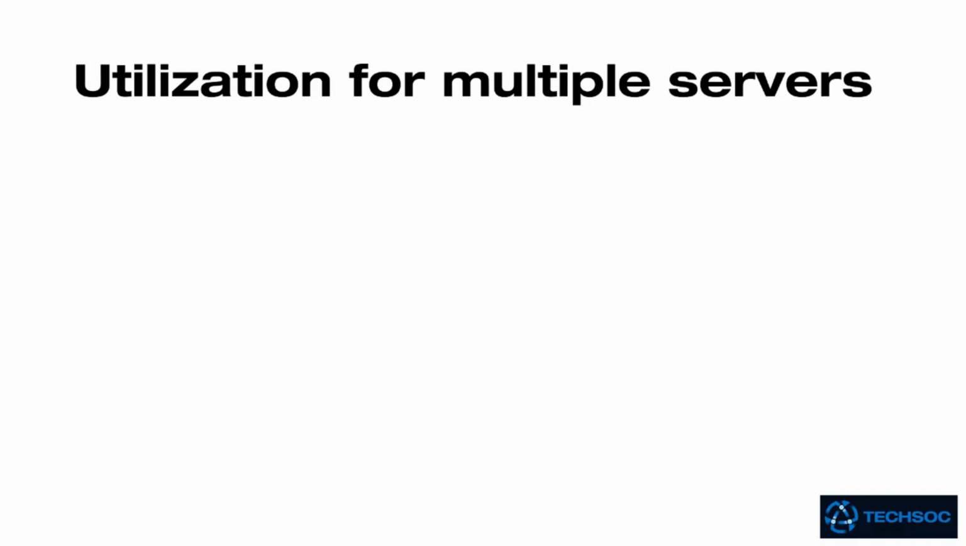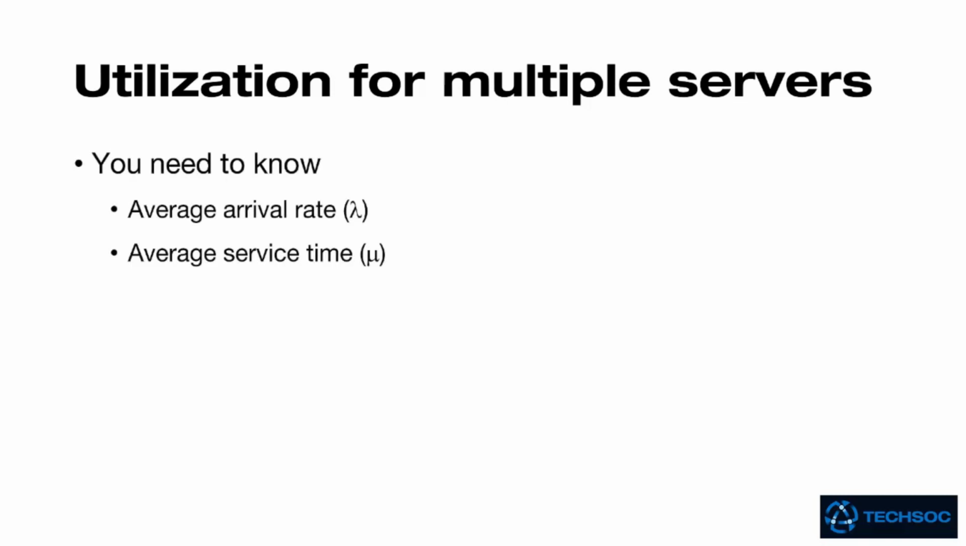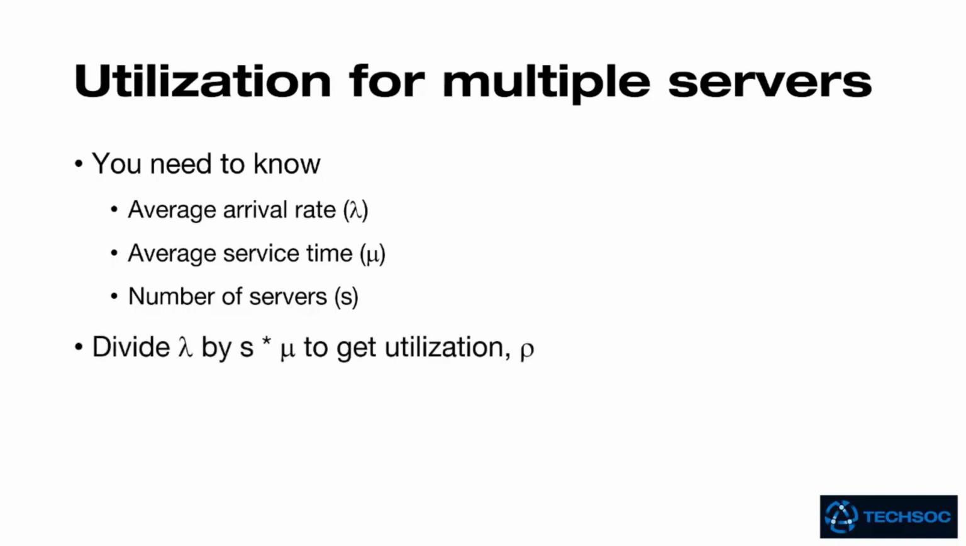For multiple servers, it's almost exactly the same. We need to know the arrival rate and the service time, and again, those are both averages. We're trying to summarize the system, not model it closely. And you also need to know the number of servers, which is the letter S. And we divide lambda by S times mu to get utilization, which is rho. And here's what that looks like. The only difference is that we are multiplying mu by S, which again is the number of servers.